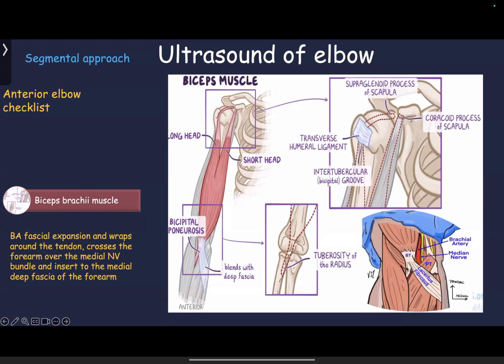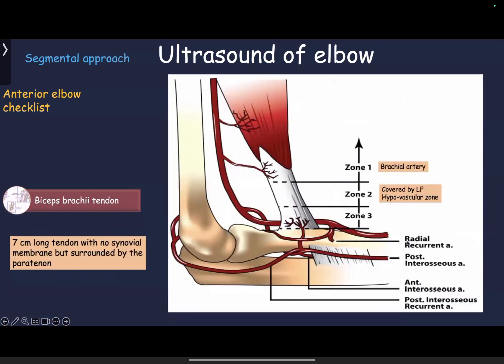And what happens whenever there is a distal biceps tendon tear? If the lacertus fibrosus is intact, it will prevent the retraction of this biceps tendon proximally, right? Then again, this biceps tendon, if you look at it, is 7 centimeters long with no synovial membrane, but it is surrounded by a paratenon. If you divide the biceps tendon into zones 1, 2, and 3, zone 2 is one of the hypovascular zones, and it is covered by the lacertus fibrosus, what we have discussed.